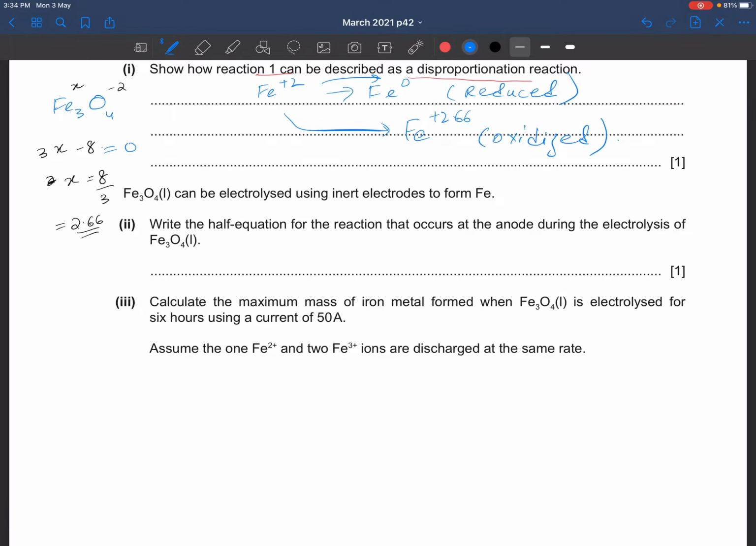Next is Fe3O4 can be electrolyzed using inert electrodes to form iron. Obviously, iron would be formed at the cathode. We need to write the half equation for the reaction that occurs at the anode during the electrolysis of liquid Fe3O4. So when we are electrolyzing liquid Fe3O4, that means we have Fe3+ ions which move to the cathode, and we have oxide ions which move to the anode. So when the oxide ion moves towards the anode, the equation would be O2-. This will lose electrons. In total 4 electrons would be lost, and we get O2.